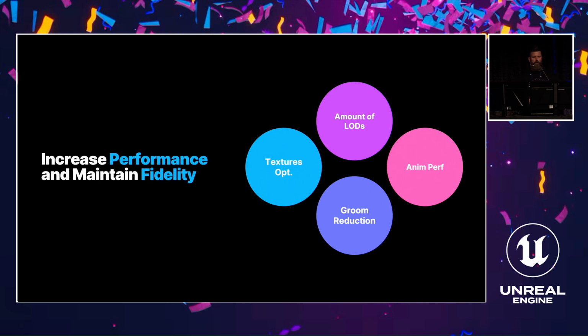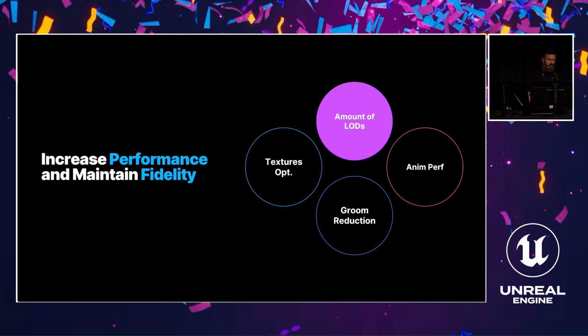So in order to reach the performance benchmark that we needed for the UEFN islands, we determined 4 areas that we thought we could get the biggest impact on improving overall size and performance while also maintaining fidelity. And these 4 areas we felt we could improve on were reducing the amount of mesh LODs, general animation performance improvements, groom reductions, as well as texture and material optimizations. And so we'll dive into each of those sections.